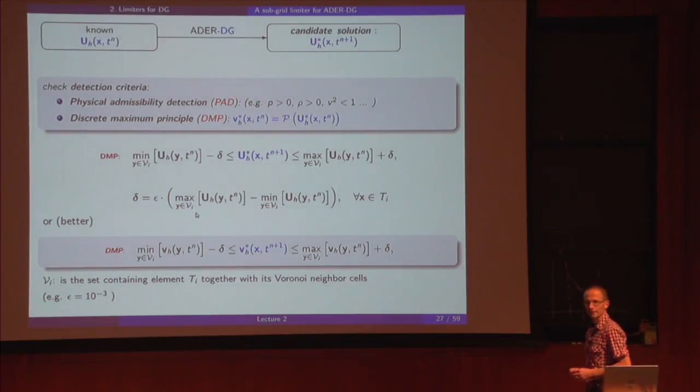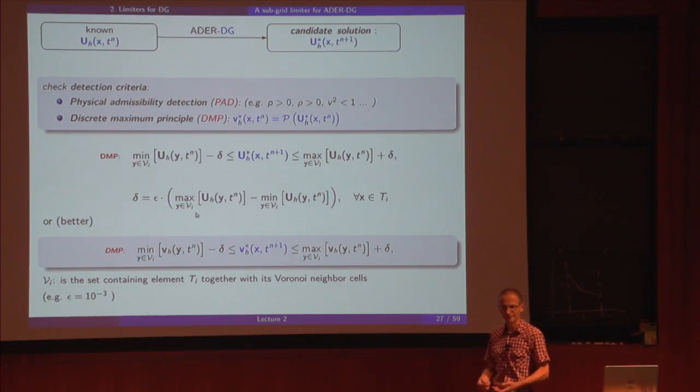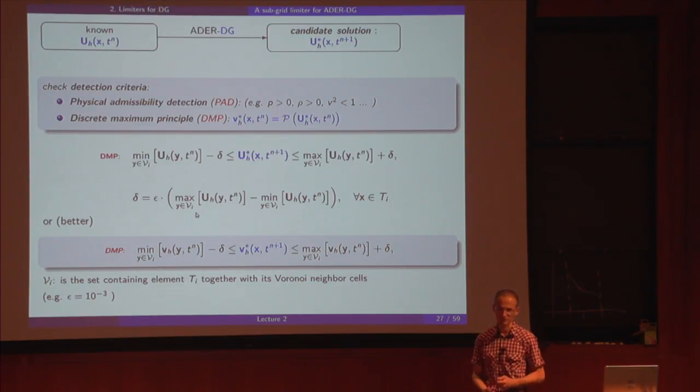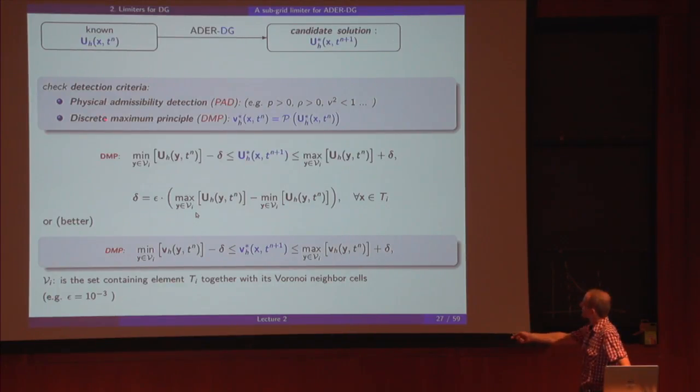So now I need a detection criterion to say when this is failing. Because I start from my DG polynomial, I apply the scheme, and I get a candidate solution. Is this a good solution? You have to do this systematically, automatically. You don't want to specify for any different system of PDEs if it's okay or not. You need a general rule. So you have physical detection criteria and a mathematical criterion, which is the discrete maximum principle. Physically, depending on your equations, you must check if pressure goes below zero, or if you are relativistic and you find superluminal velocities. So there are a number of physical restrictions that you impose. If any of those is violated, you will mark the cell as troubled.